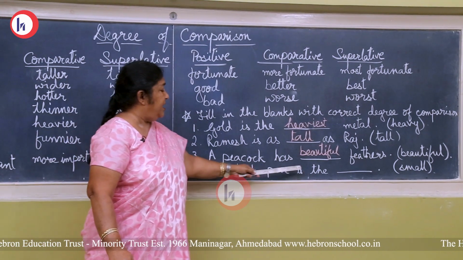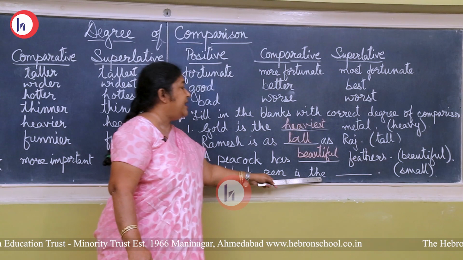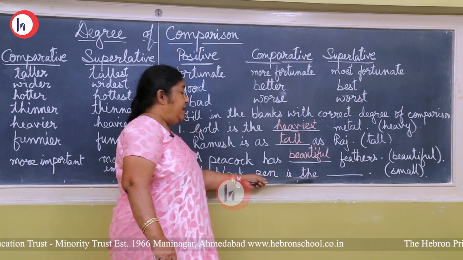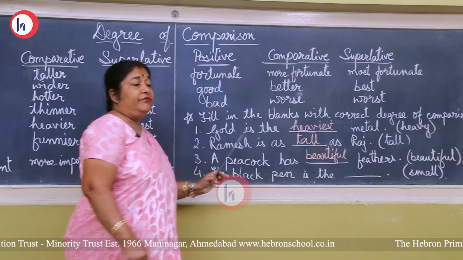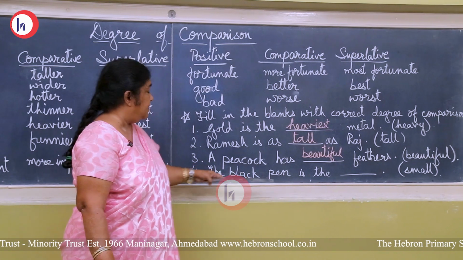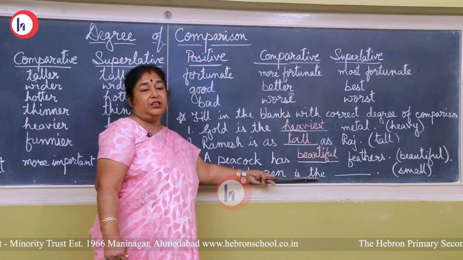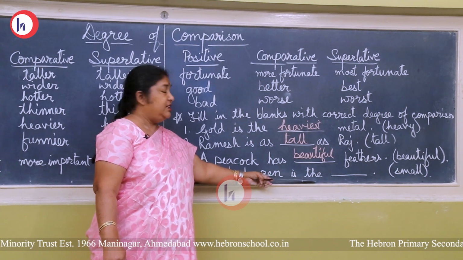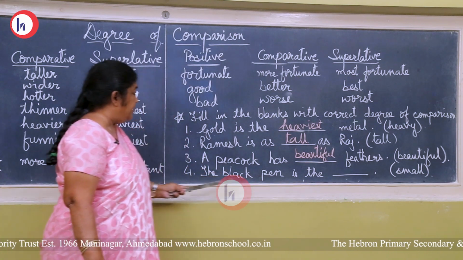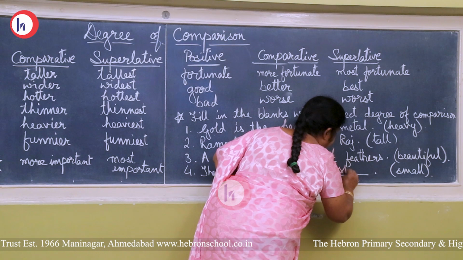The black pen is the dash. Now when I say the black pen is the dash, I mean there is not only one pen. The is already mentioned. We have more than one pen here, or more than 3 pens here. So the black pen is the, we add the before the superlative. When you studied about the article, you have read that we add the before the superlative. The black pen is the smallest.